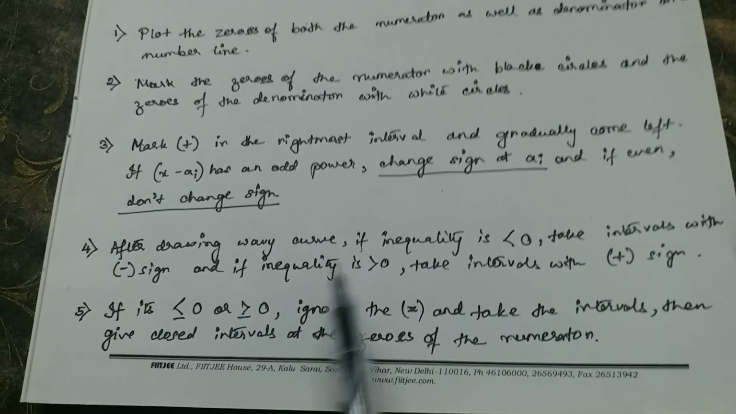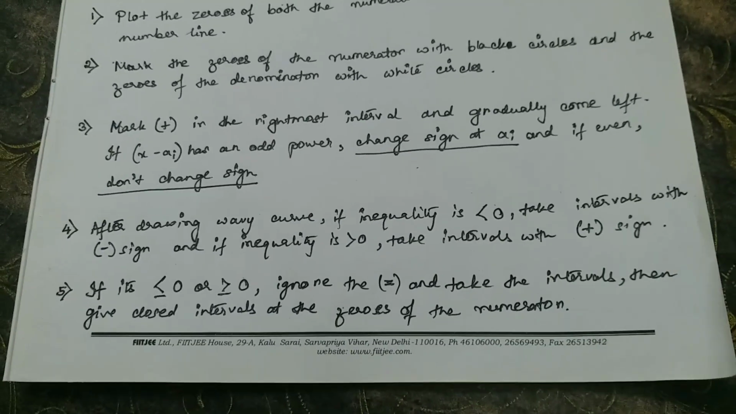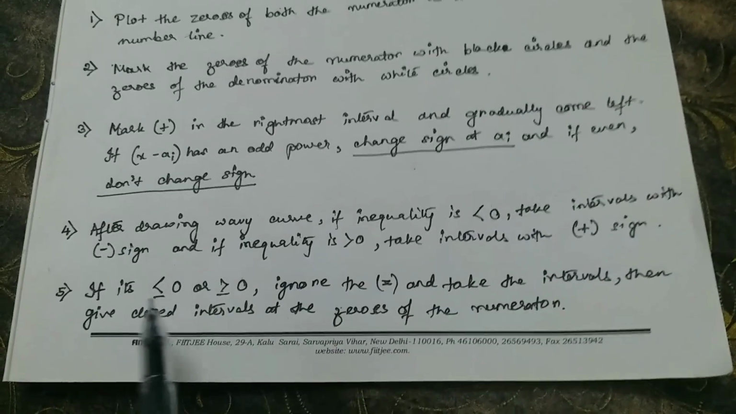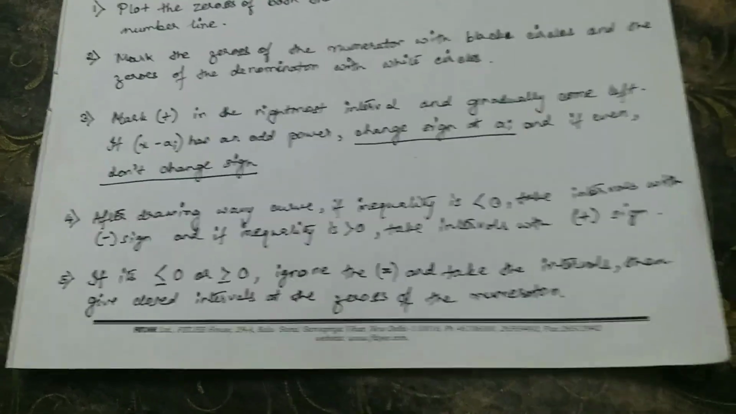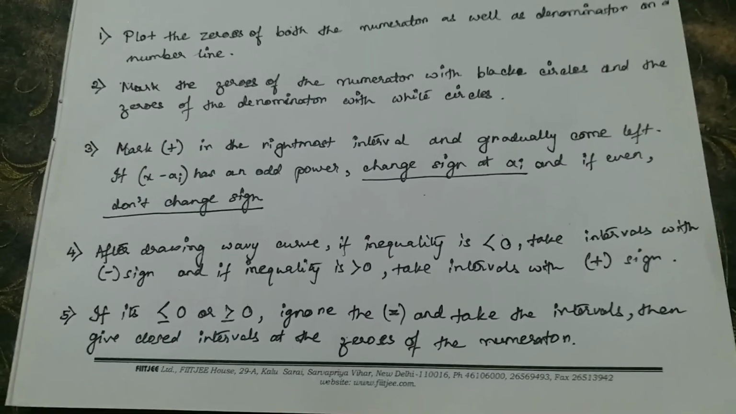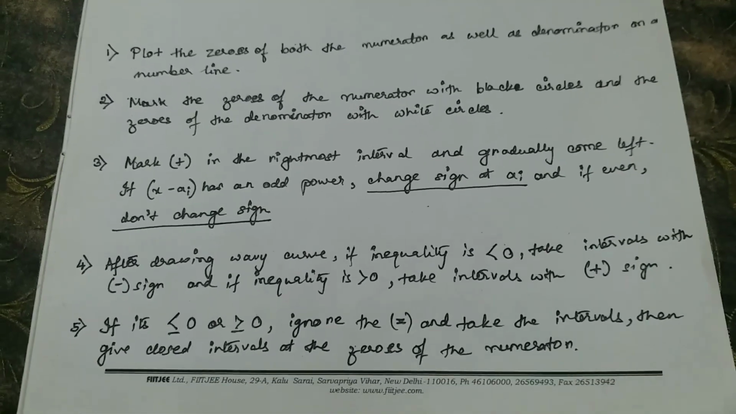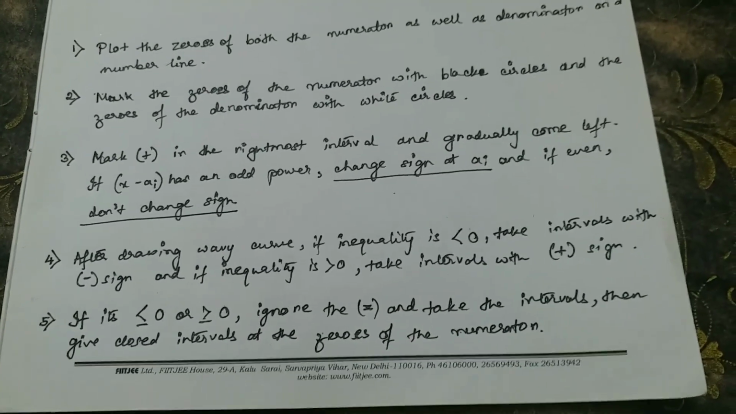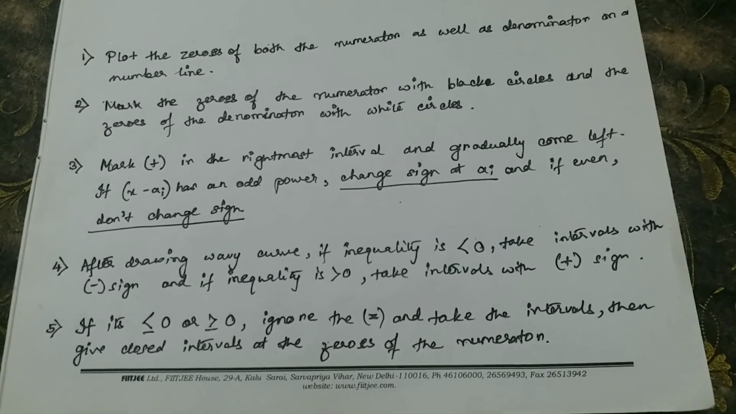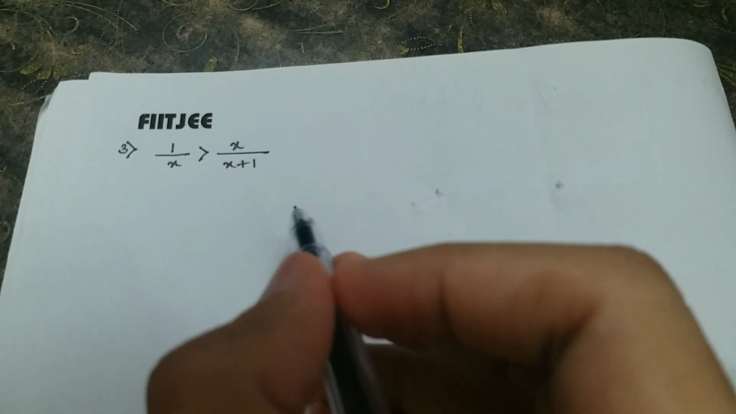If it is lesser than equal to 0 or greater than equal to 0, ignore the is equal to and take the intervals first. Then give closed intervals at the zeros of the numerator. And how will you find the zeros of the numerator? The points which are marked with black circles. So now we will solve a few more problems of Wavy Curve method. So let's take this problem: 1 by x is greater than x by x plus 1.